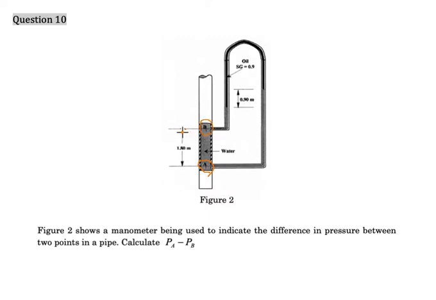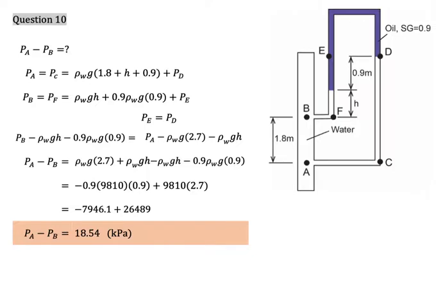So the height between these 2 points is 1.8 meters. And then we have an oil from this level to this level, and the difference of these two levels is 0.9 meter. The oil here has a specific gravity of 0.9. So we need to calculate what is PA minus PB.